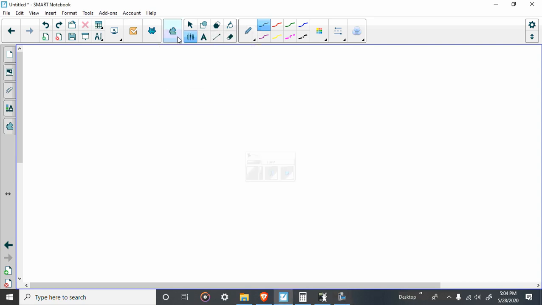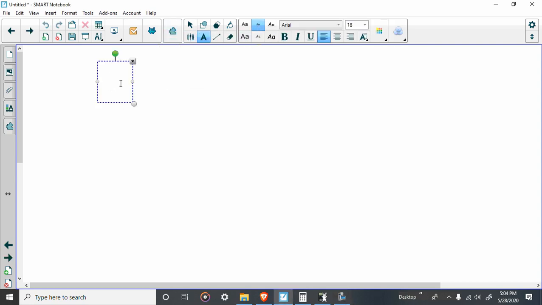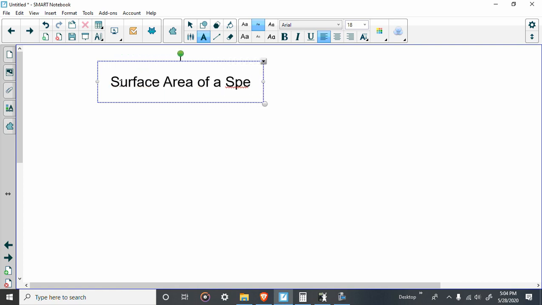Alright, guys. Actually, super simple today. We're going to talk about the surface area of a sphere. And this is one of those things that's very, very complicated to explain, but the equation's really easy to use.